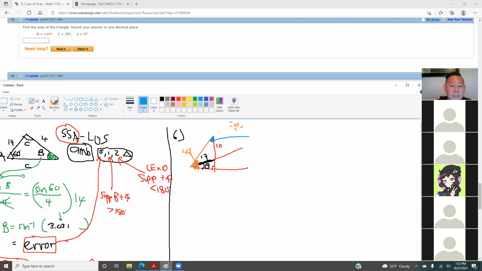Let me see, I'm thinking. Oh, this is easy to find because this is a right triangle. So this angle will be 180 minus 90 minus 42. Because we're using this right triangle, 180 take away 90 take away 42, this is 48 degrees.